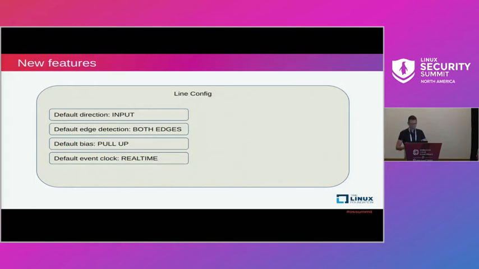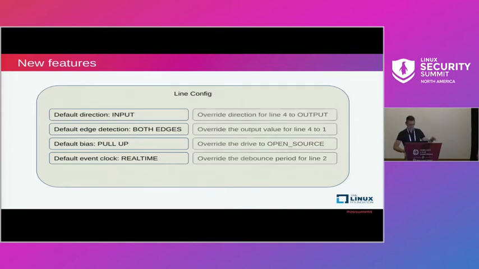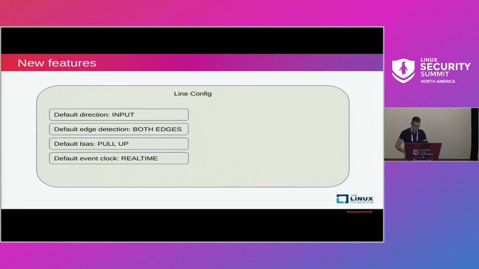So probably the most important feature that we have right now, and this is really important for the unified line request, are the configuration overrides. We have this line config structure. Let's say you want to request 8 lines. Then you will set the default configuration for it. You will say, OK, I want it to be in input mode. I want to watch rising and falling edge events on all lines by default. I want to set the pull-up resistor, and I want to use the real-time clock for the timestamps.